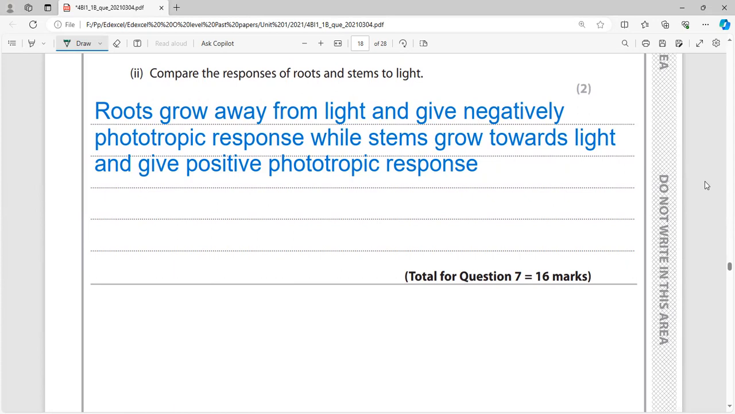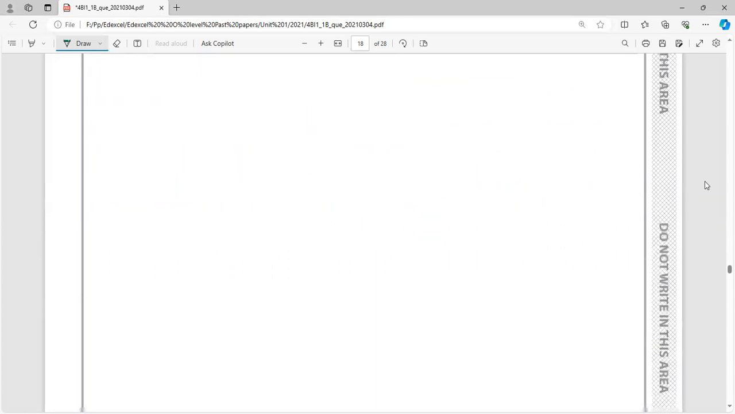Compare the response of root and stem to light. When we talk about light, phototropism, the root grows away from the light, so it gives a negative phototropic response, while the stem grows toward the light and it gives a positive phototropic response. So that's why you need to describe here the correct responses regarding the stimulus of light. We're going to proceed to the next question here.